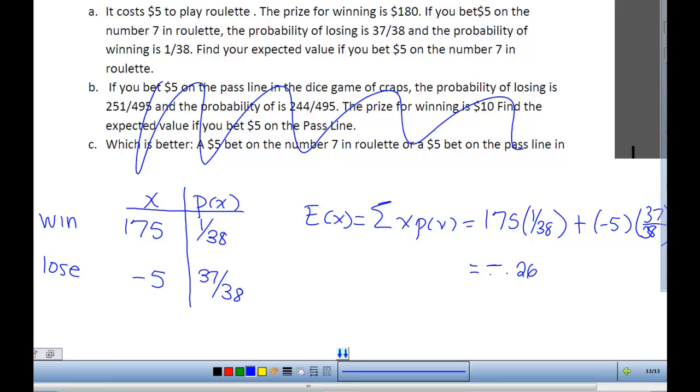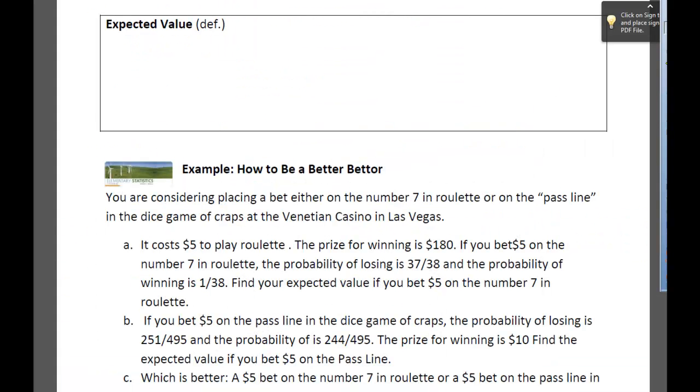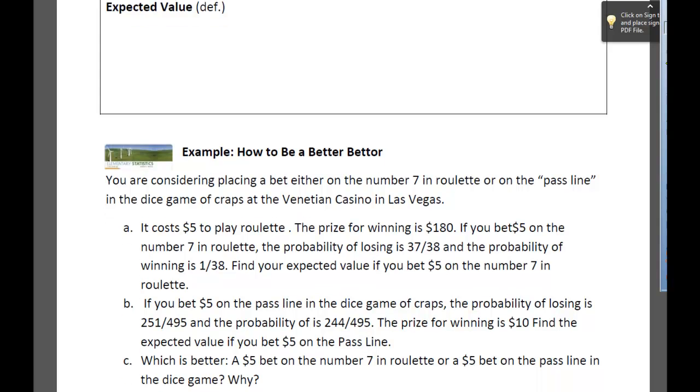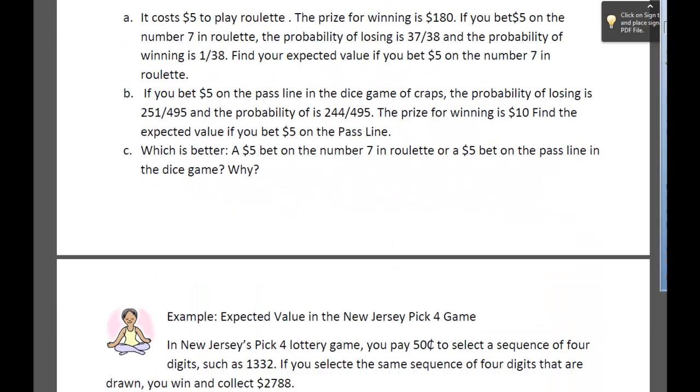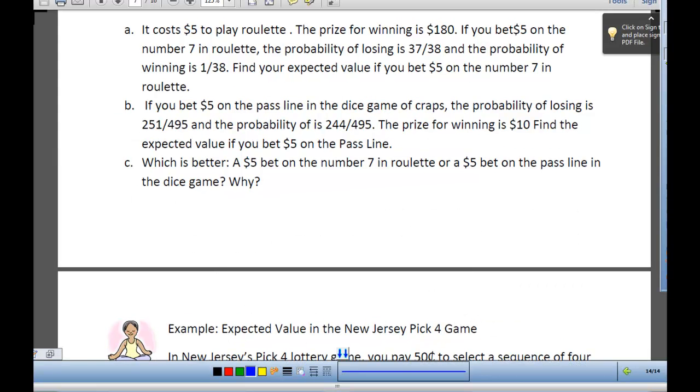All right, well, let's see about part B. It says if you bet $5 on the pass line in the dice game of craps, the probability of losing is 251 over 495, and the probability of winning, it should say, is 244 over 495. The prize for winning is $10. Find the expected value if you bet $5 on the pass line. I'm not sure what all of that means, but I think I can find the mean, or the expected value. We get x, p of x.